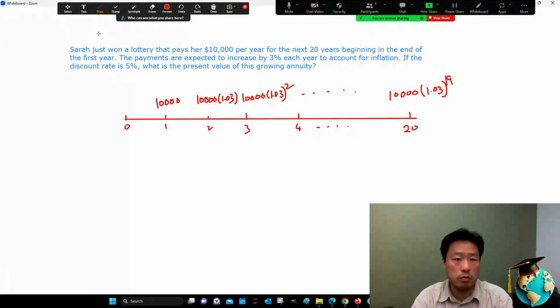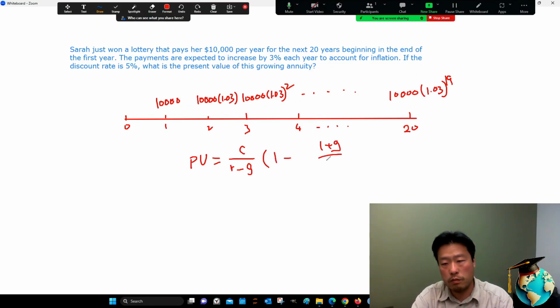So normally to solve this question, we can just use the following formula. The present value equals the cash flow divided by R minus G, multiplied by 1 minus (1 plus G divided by 1 plus R) to the power of N, close bracket.